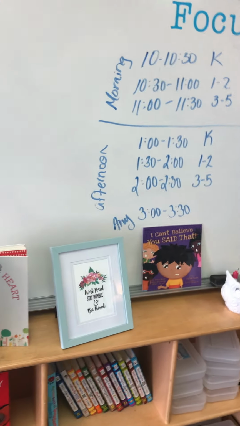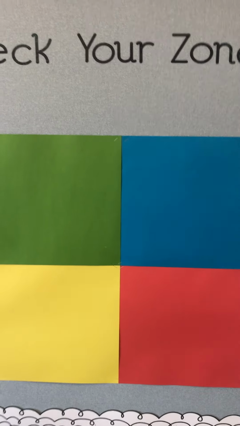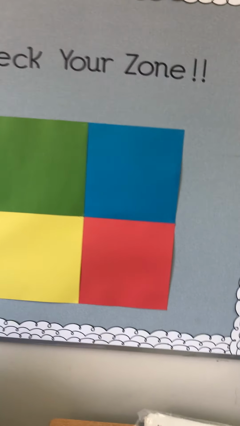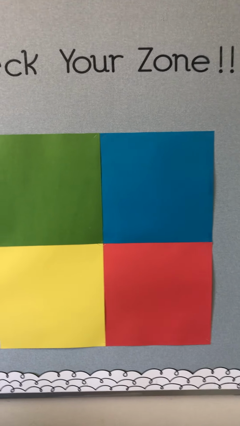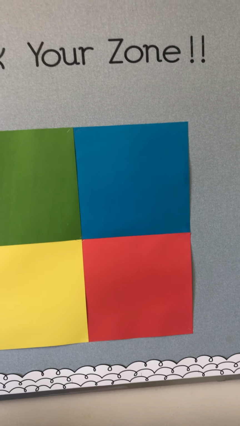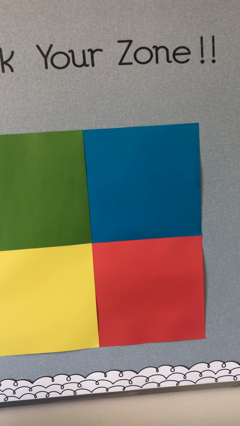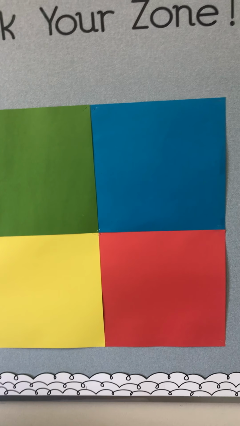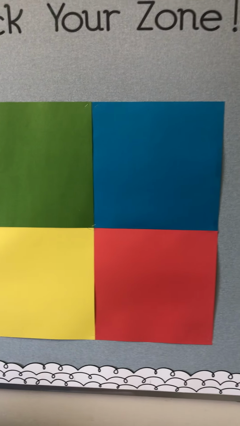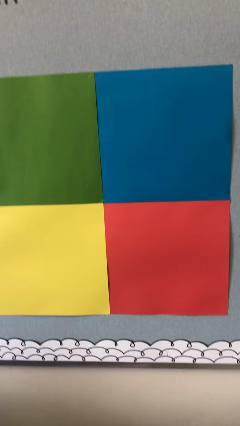Last year, something that worked for me and that I was proud of the kids for catching on so quickly is the Zones of Regulation. So I have a bulletin board here, check your zone, and they really seem to gravitate toward this. If I ever had anyone who was having a behavior issue or was upset and couldn't figure out why, I'd ask them what zone they were in, and they could tell me, and then I would say, well, where do you want to be? And they would always say, I want to be in the green zone, and then we talk about different ways to get there. So I have this bulletin board up.